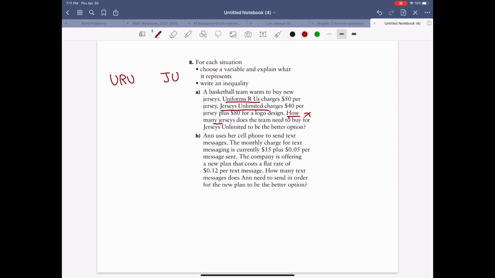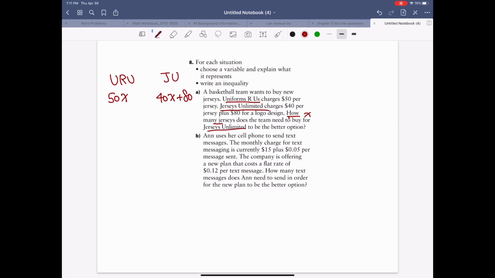Uniform R U gives you $50 per jersey, and we have x jerseys, so 50x. That's the total money you need to pay. And jersey unlimited charges $40 per jersey plus 80. So 40 per jersey times x jerseys plus an $80 flat fee for logo design. Okay, so these are the two price expressions. Which one do we want to be a better option?